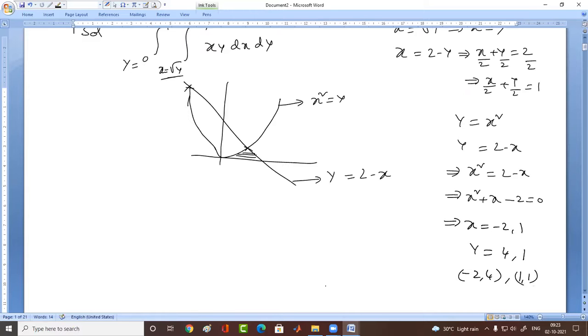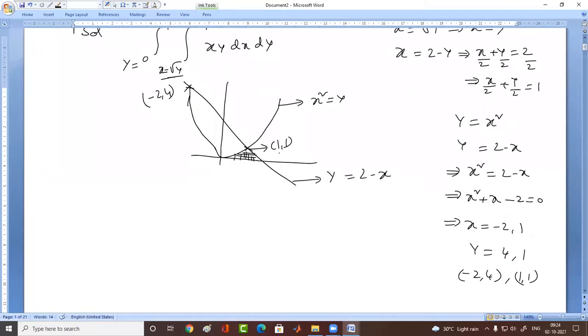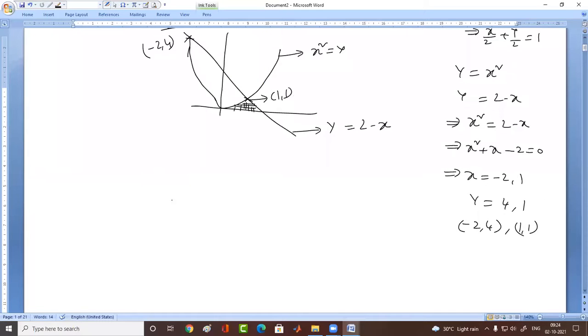So in this diagram, this point of intersection is 1 comma 1. The other point is minus 2 comma 4. In this region, the y limits are 0 to 1, along the y-axis up to this region. I will show you in detail in a bigger diagram.